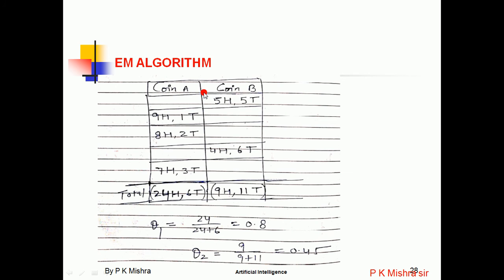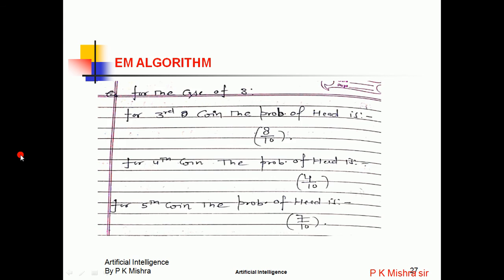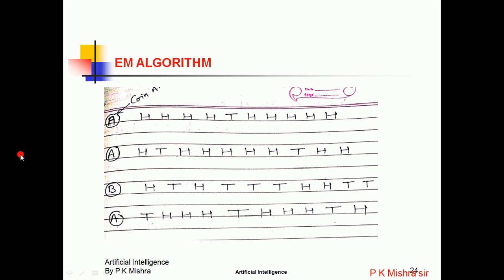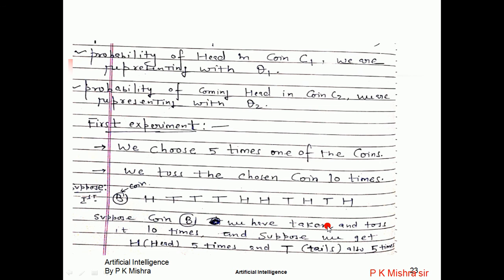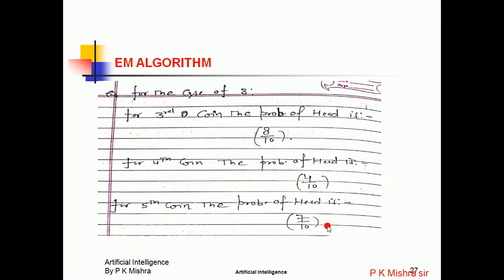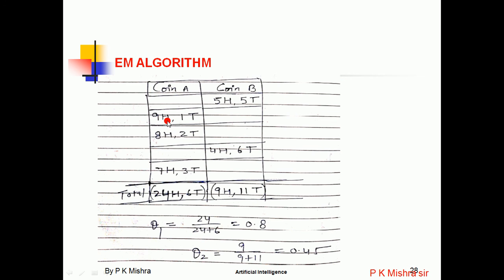Now, I have flipped coin A 3 times and coin B 2 times. 3 times coin A and 2 times coin B. So the first time 9 heads and 1 tail, the second time 8 heads and 2 tails, the third time 7 heads and 3 tails. And when we flip coin B, the first time 5 heads and 5 tails, the second time 4 heads and 6 tails. After adding these values we receive 24 heads and 6 tails.